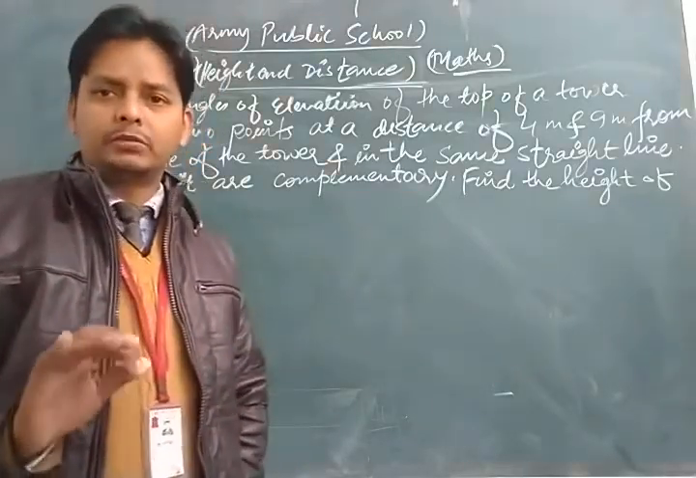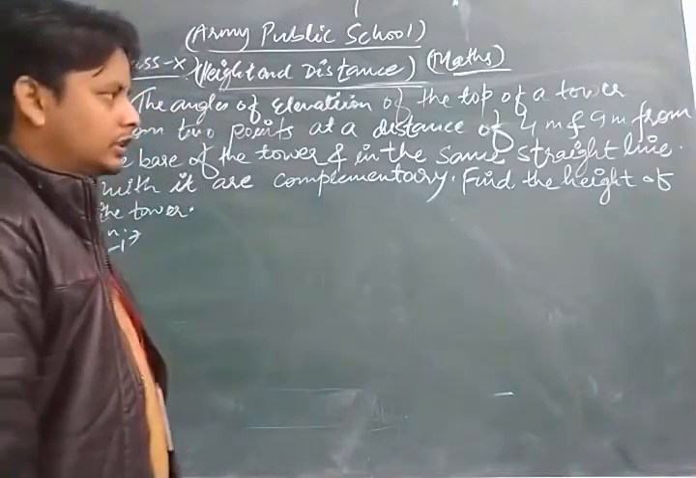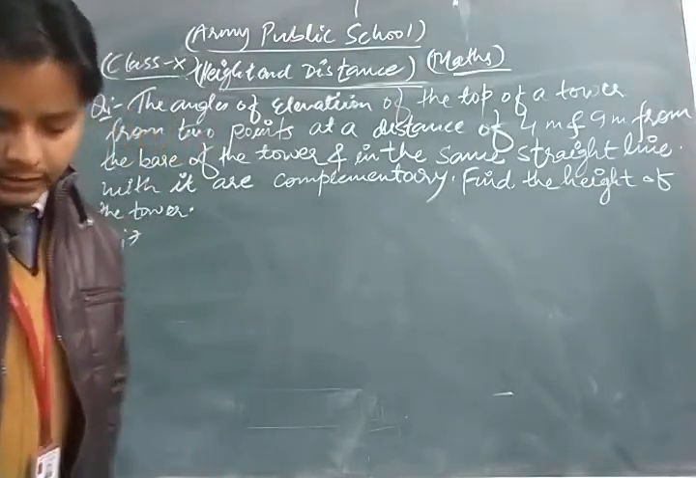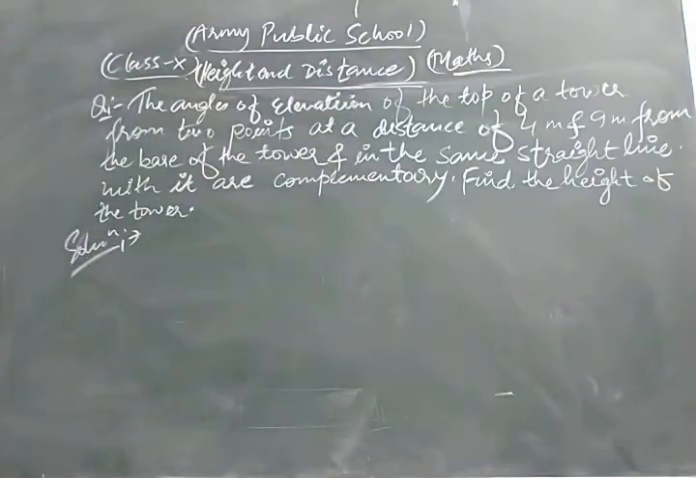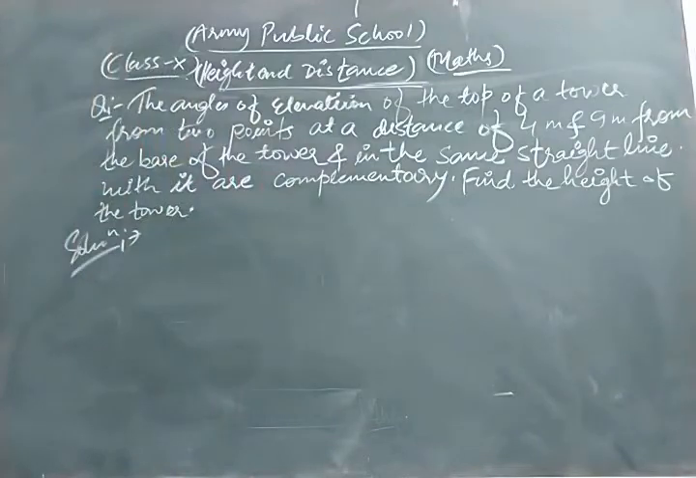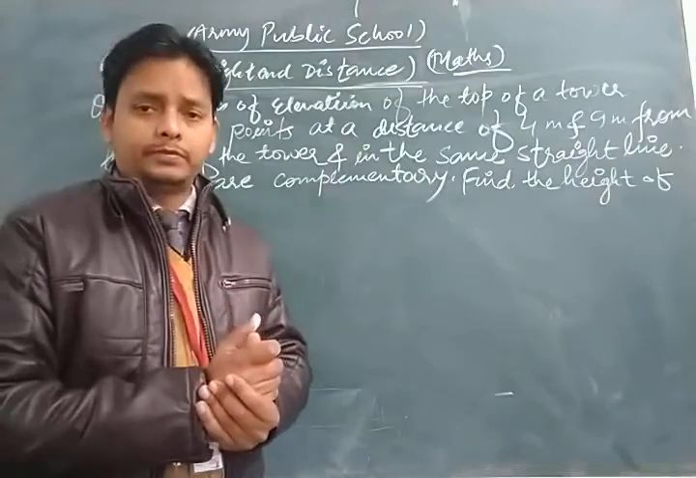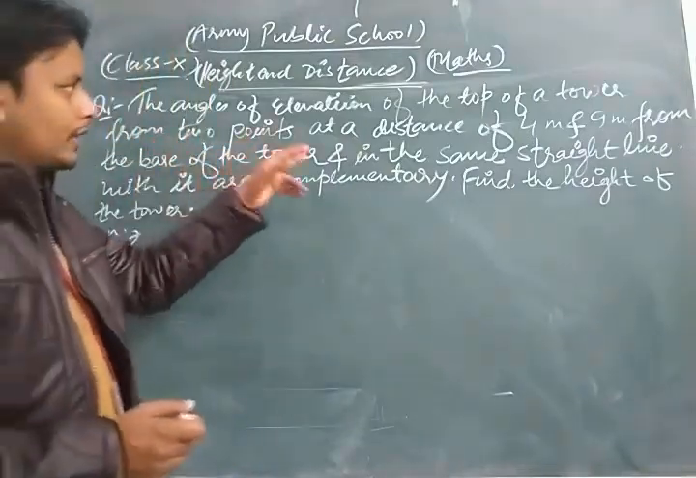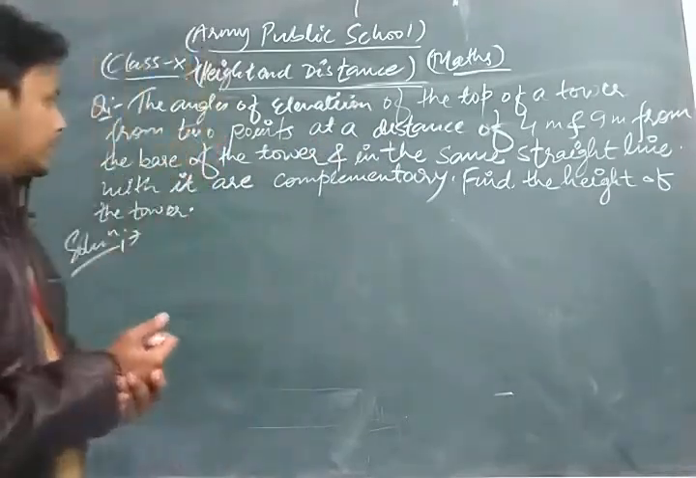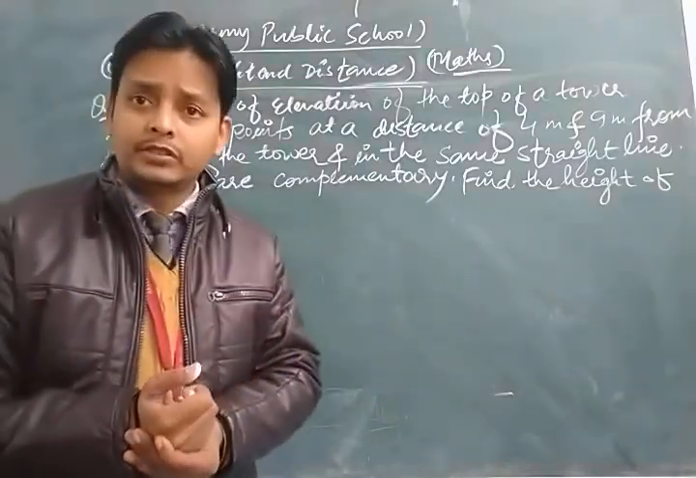So dear students, this is one of the most important questions of your syllabus, so please concentrate on this question, which is very important for you and your upcoming examination. Okay, let's see. Dear friends, here the angles of elevation of the top of a tower from 2 points at a distance of 4 meter and 9 meter from the base of the tower and in the same straight line with it are complementary to each other.